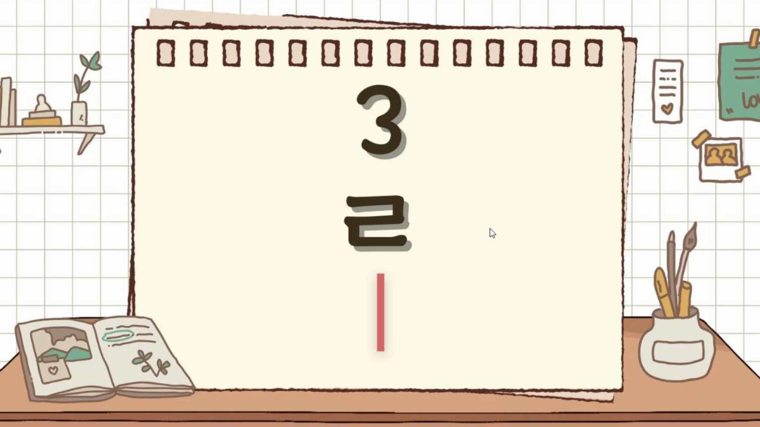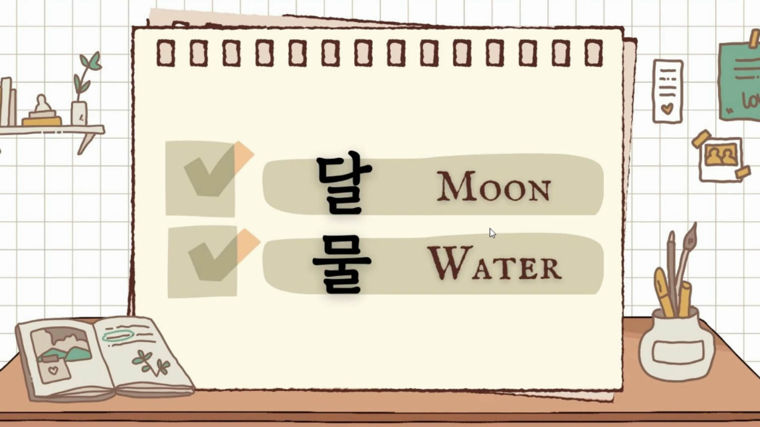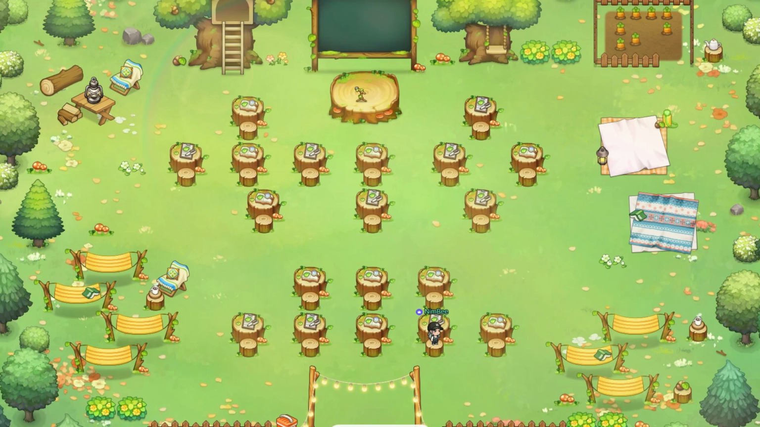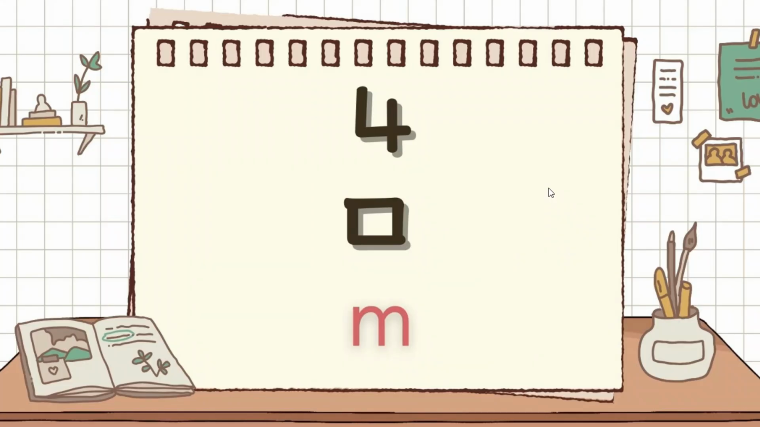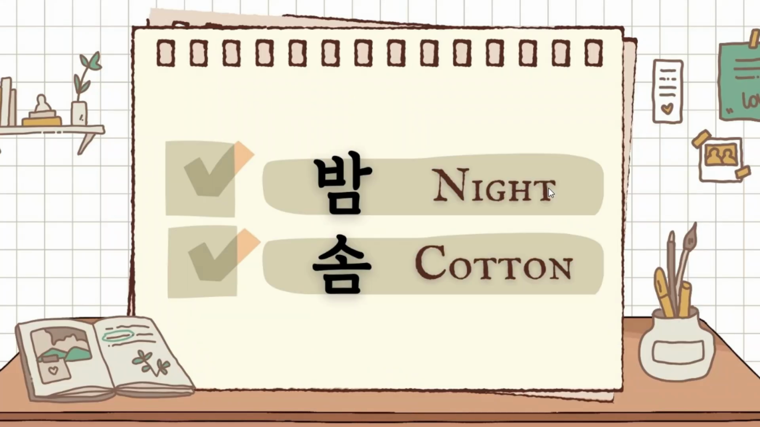The third one is 리을, and when you see 리을 in the 받침, the sound is like l. Okay, let's have an example like 달 and 물, l sound. Okay, next one is 미음. The sound is m, like 함 and 솜, m sound in the 받침. Let's go to the next 받침 and next letter.